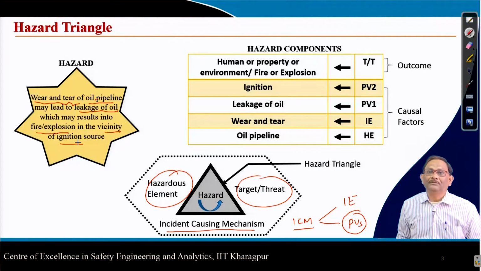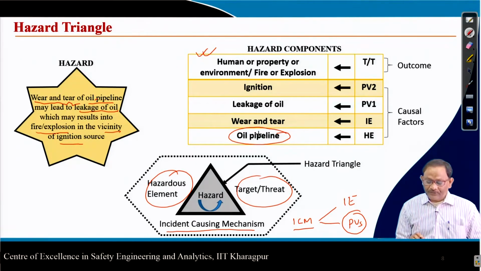If you want to understand the components with reference to this example, then just follow this table. What is hazardous element? Hazardous element is basically the source, and that source here is the oil pipeline. So what is initiating event? Wear and tear. Oil pipeline should be properly designed, maintained and operated, so that wear and tear will not take place in such a manner that it may ultimately lead to other adverse events. So initiating mechanism is wear and tear.